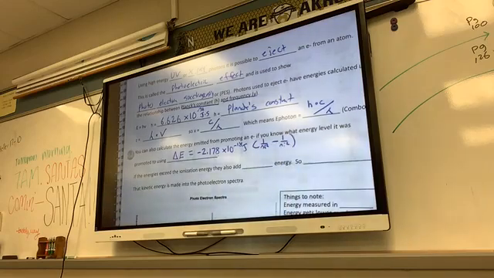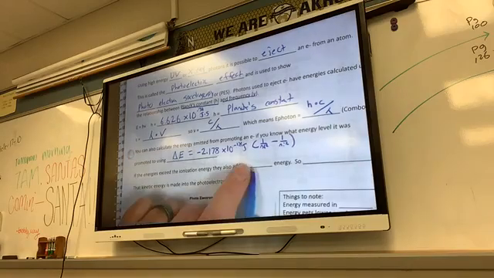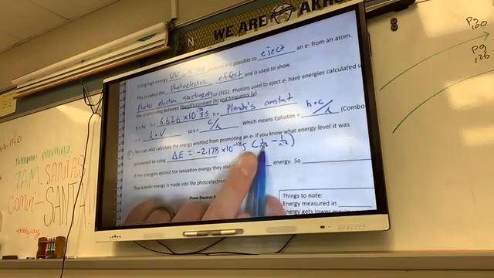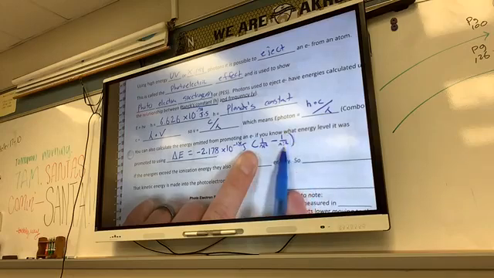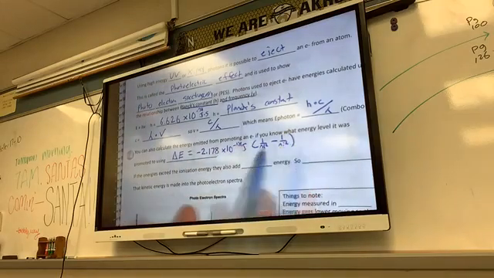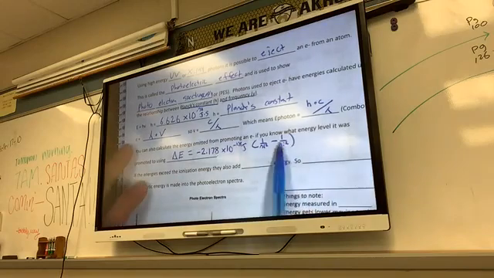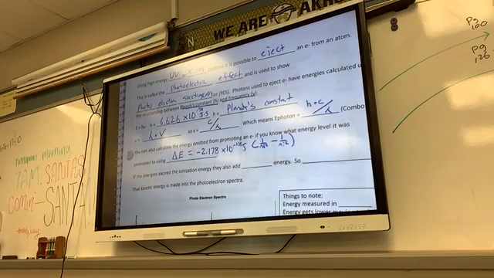So I would say an electron jumps from the second level to the fourth level. So you would put 2 here and 4 here. So 1 over 4 squared is 1/16, 1 over 2 squared is 1/4, and then you multiply it. It's a plug and chug. If an electron jumped from the second, the initial, to the fourth level, it's an easy one to do.